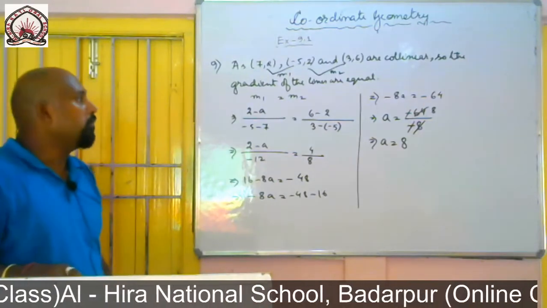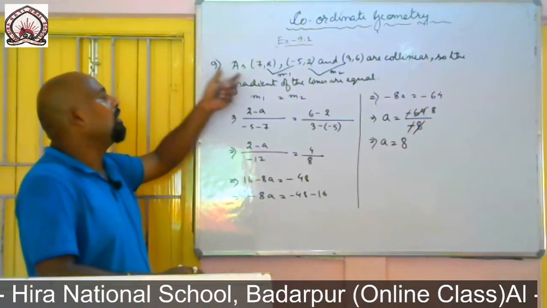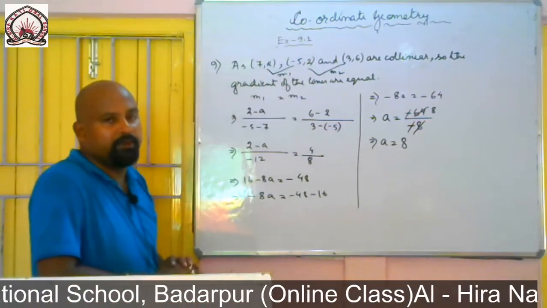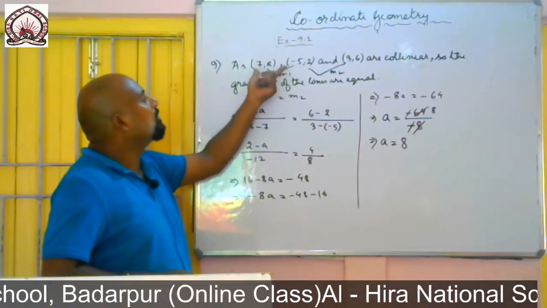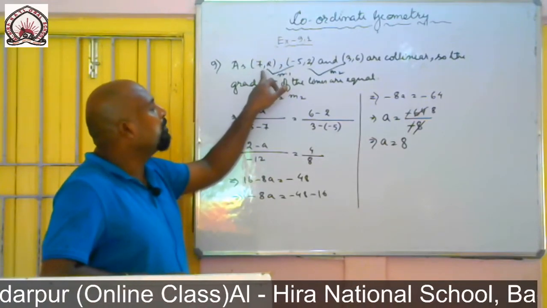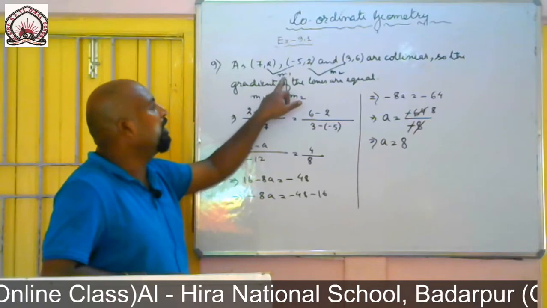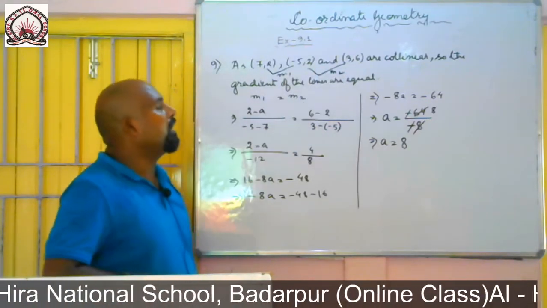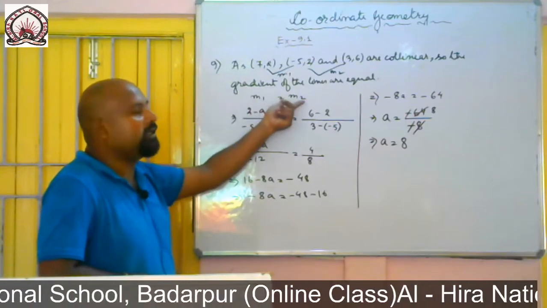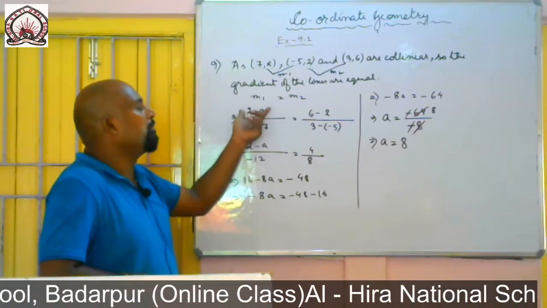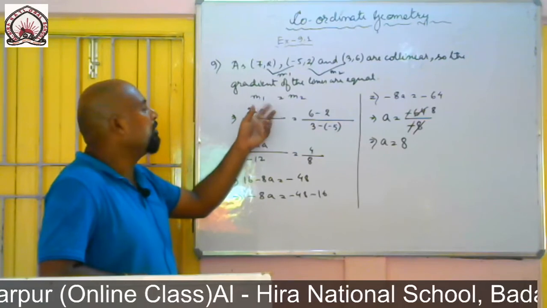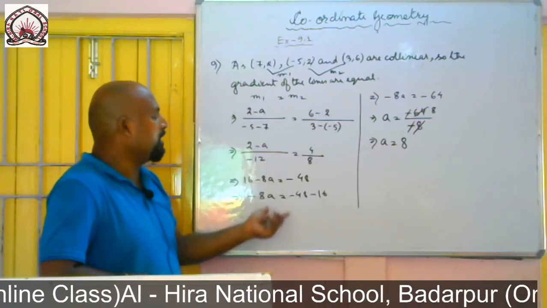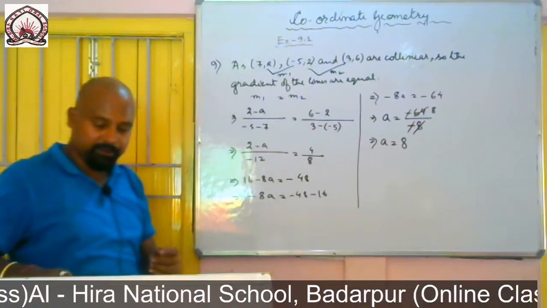Okay. Now what is the concept we have applied? As the 3 coordinates are given to you, we have considered that the gradient between these 2 points is m1 and the gradient between these 2 points is m2. As the points are collinear, the gradients will be what? Equal. Now we have applied the formula here, then we have solved.